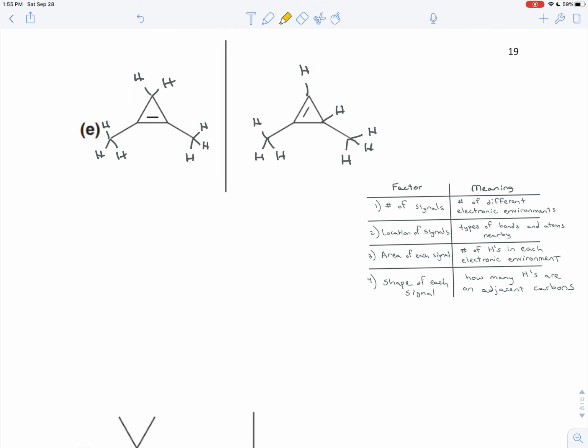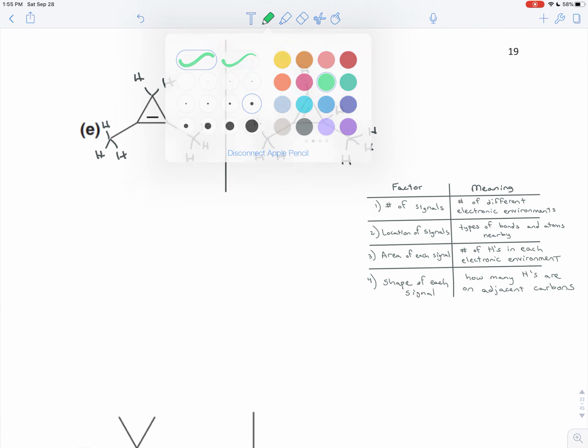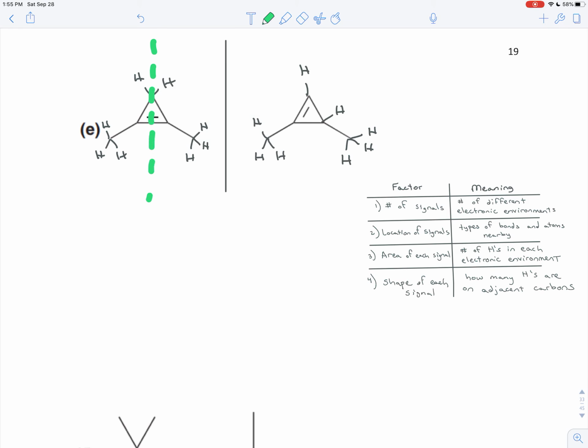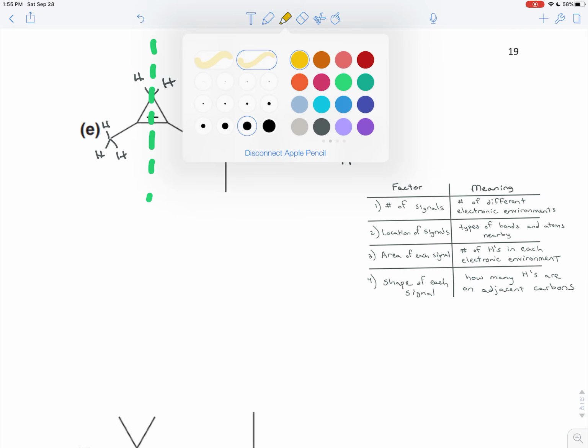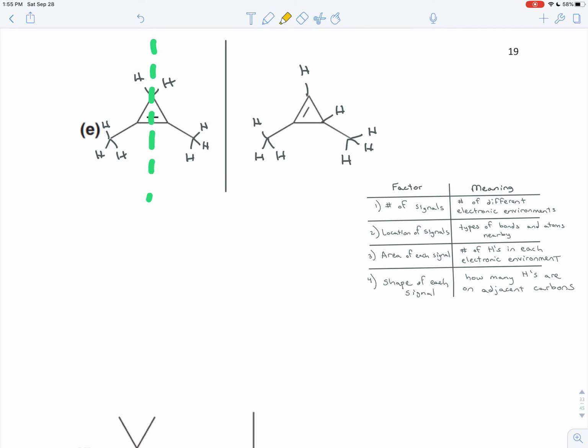Okay, molecule on the left. You'll notice that in the molecule on the left there's symmetry. There's a line of symmetry, a plane of symmetry going down the center. And that is not true for the molecule on the right.